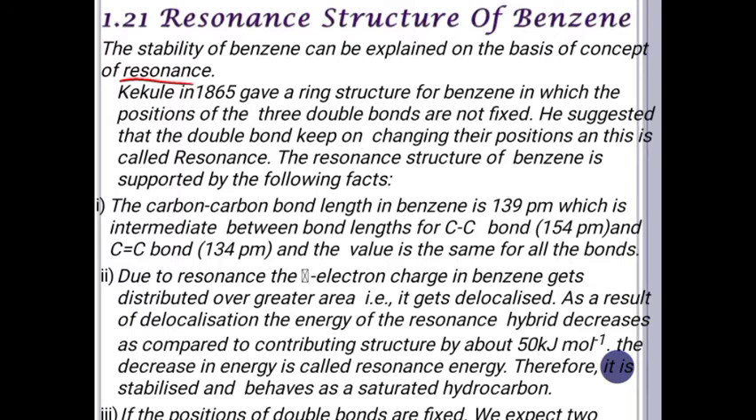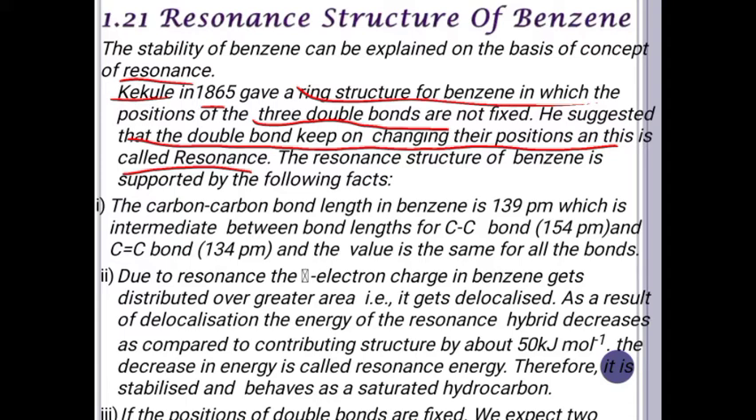In 1865, Kekulé, a scientist, gave a ring structure for benzene. In that, he could not explain the 3 double bonds. He couldn't fix the position of the double bonds. Later he suggested that the double bonds keep on changing their position, and this is called resonance. So the changing of double bonds is known as resonance. And this resonance structure is supported by the following facts.